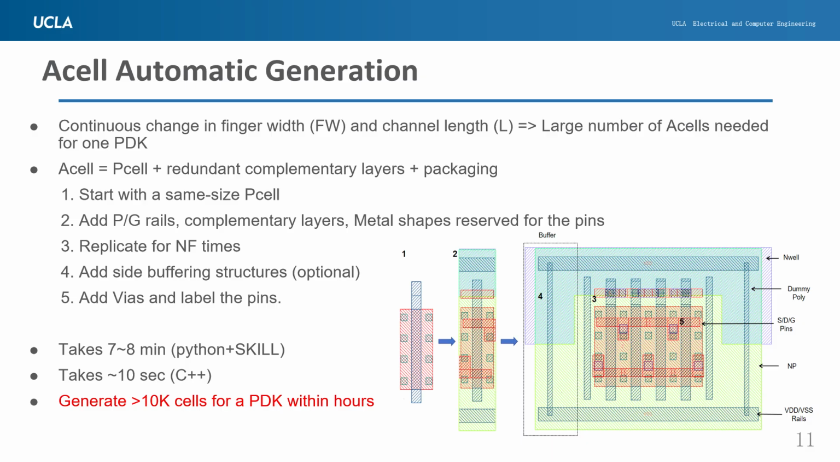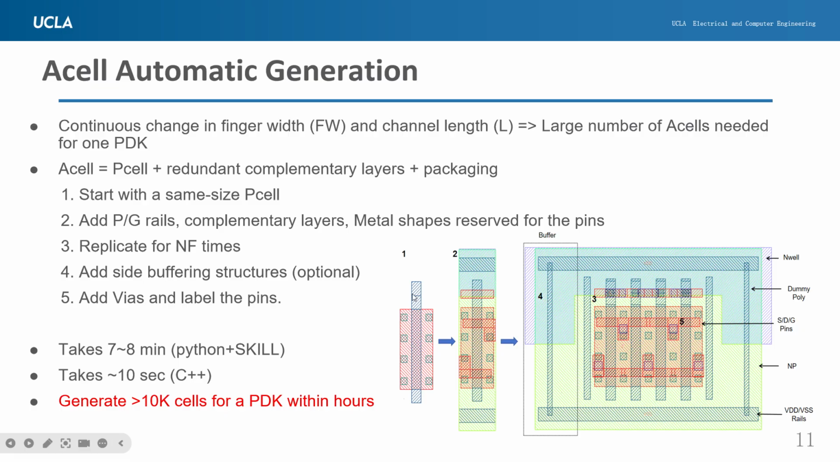A closer look at the A cell will reveal the fact that A cells actually consist of a P cell core, shown here, some redundant complementary layers to maintain abutability with the other A cells, as well as some packaging to standardize the whole cell. So this A cell can be automatically generated.